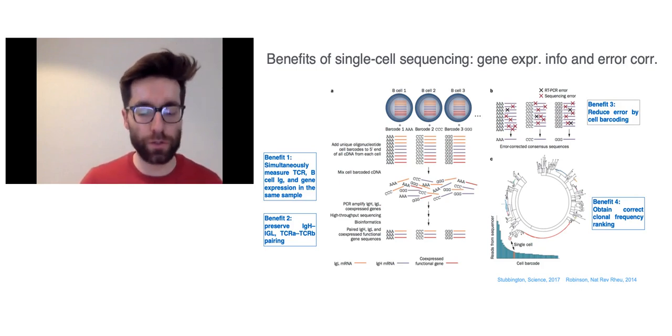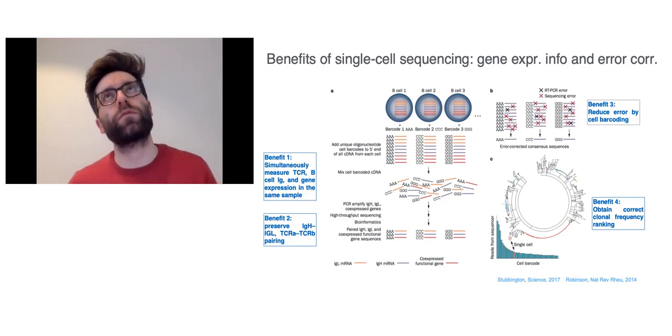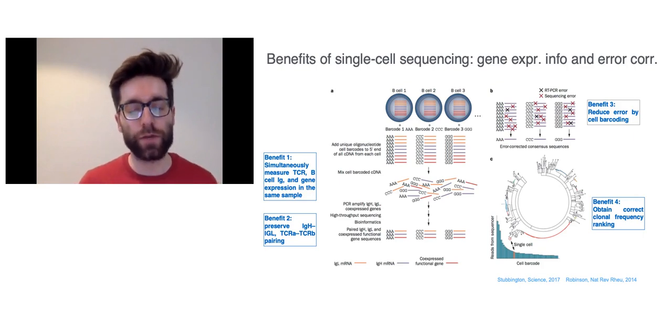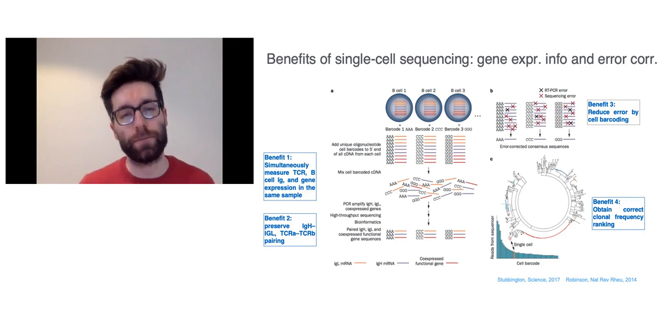It can also help us to measure the transcriptome, so gene activity, plus the adaptive immune receptor at the same time, to link them together. There are some papers that have done this, but I think much more research should be done in this regard.